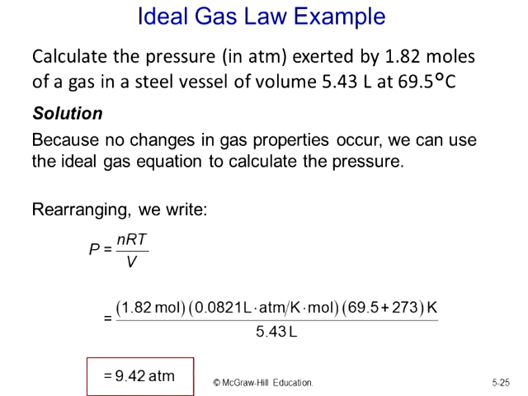So we have 1.82 moles of the gas, we have the volume, we have the temperature, we have the equation, PV equals nRT, because we're going to treat it as an ideal gas, which is a convenient way of treating gases. Because there's no change in the gas properties, we can use the ideal gas equation. Okay? So we rearrange the ideal gas equation and we obtain P equals nRT over V.